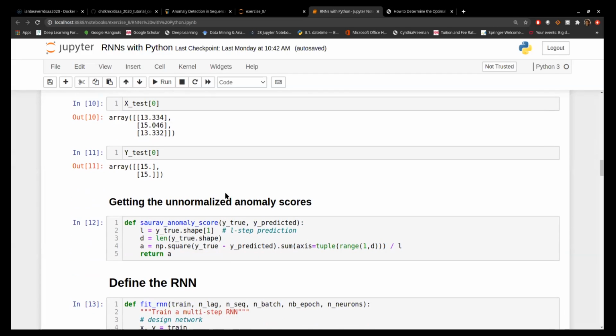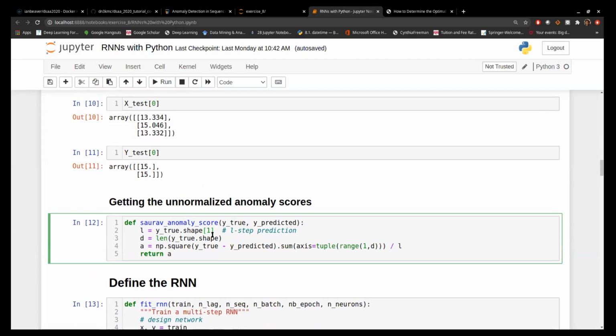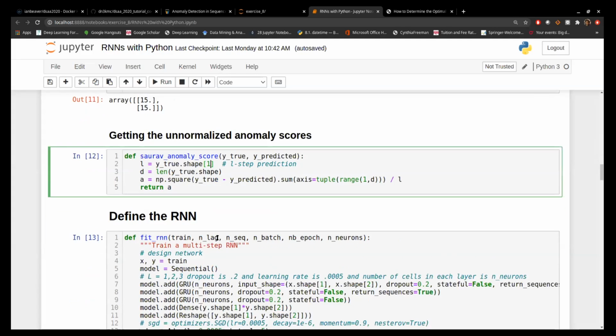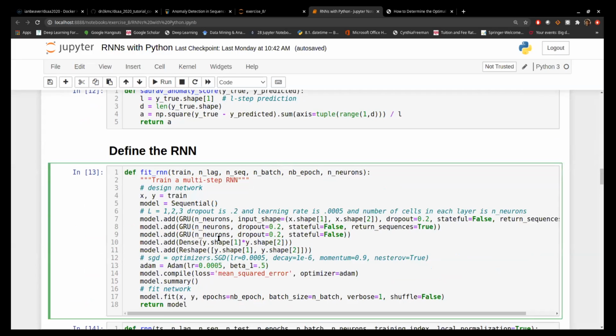So now the next function. This function is going to help us determine the anomaly scores. Recall that the anomaly score is computed as an average of the error over the prediction window. And here, I define my RNN. The sequential model is a linear stack of layers, and I can very easily add layers. So I add 3 hidden GRU layers here.